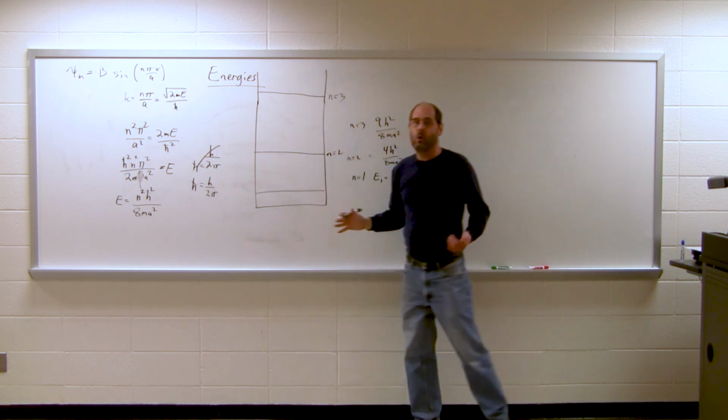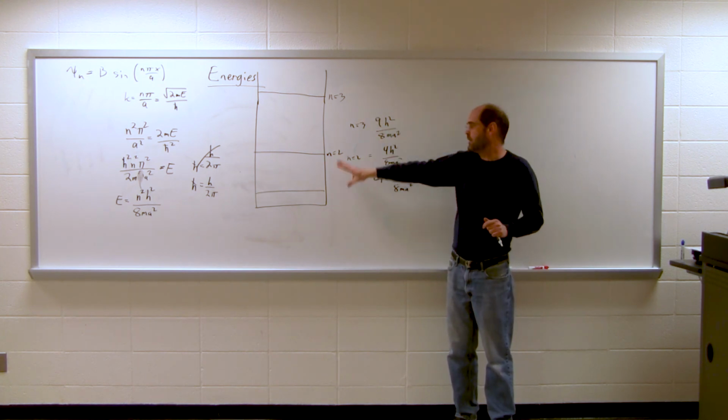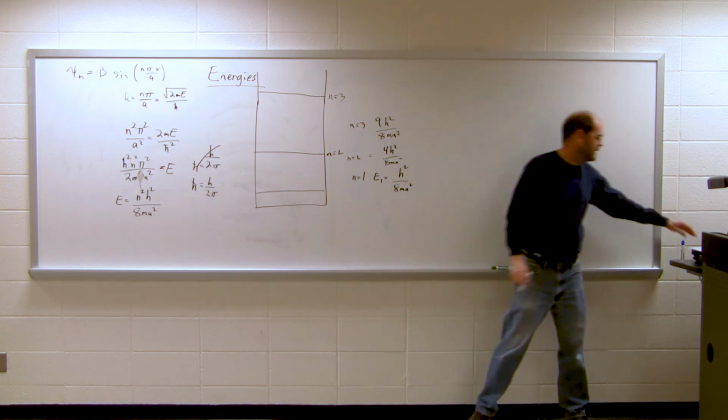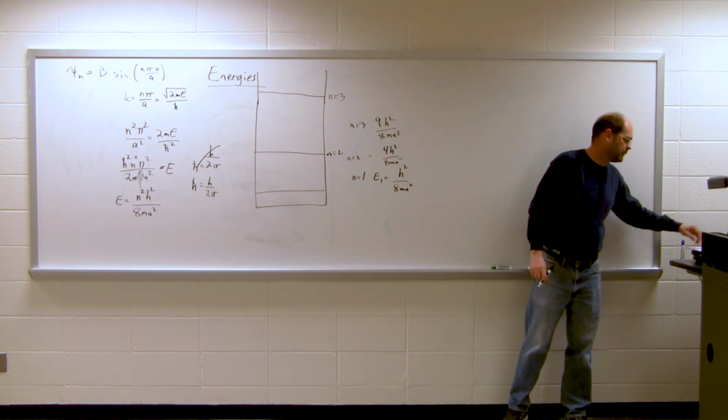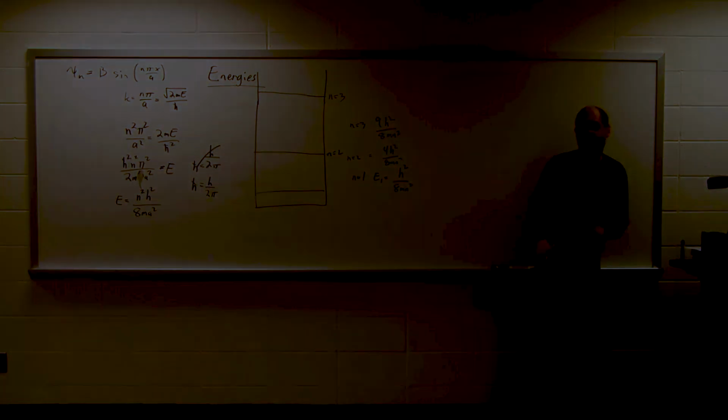and so on. And what we can see is that the energy levels for the particle in a box go as the square of the quantum number, where n goes from 1 to infinity. There's no upper bound on the energy for the particle in a box.